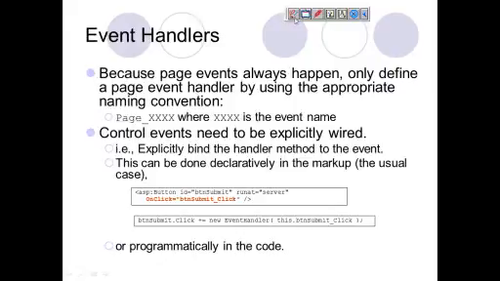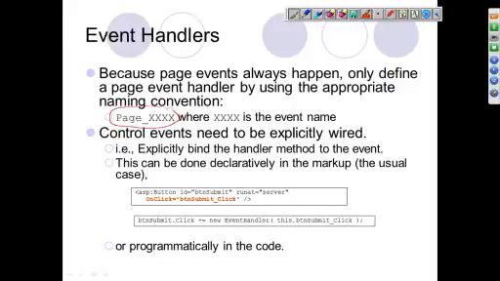Now, what is an event handler? There are two types of event handlers. One is control specific and the other is page or session specific. Page events always happen in a certain order. The naming convention used in ASP.NET is Page, underscore, and the name of the event. You don't have to wire them explicitly or associate them with the handler. They will always be executed in some specific sequence, while control events need to be explicitly wired.